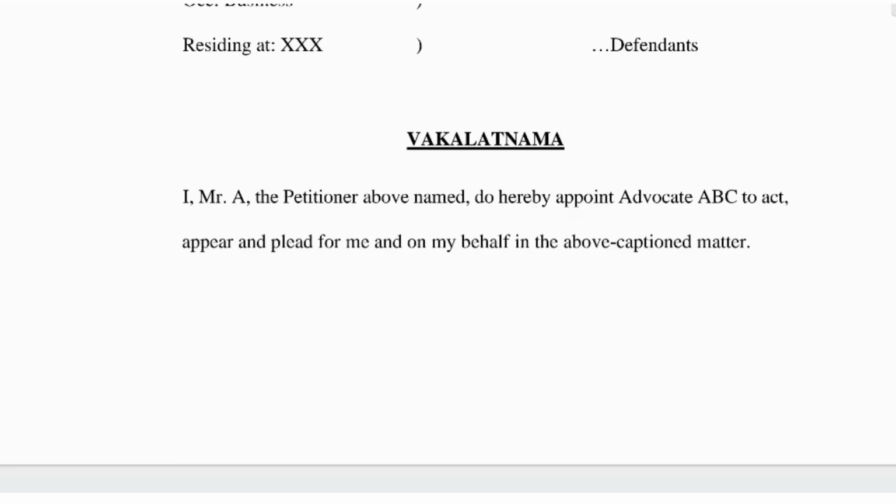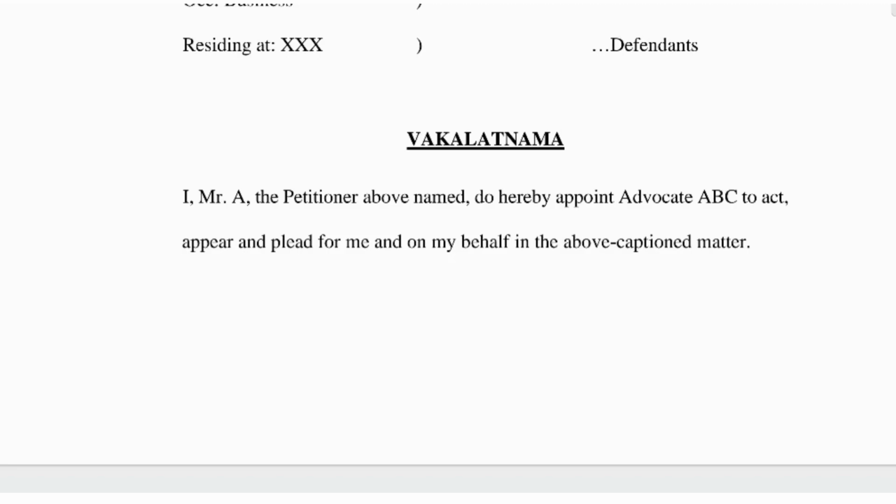You will be using the same format if you were representing any of the defendants. You can have both the defendants making a single Vakalatnama or the defendants making different Vakalatnamas as well. So suppose you were making this Vakalatnama for defendant number 1, which is Mr. B. You would say that I, Mr. B, the defendant above named, do hereby appoint advocate so and so to act, appear and plead for me and on my behalf in the above captioned matter. So it doesn't matter who you are representing, you just make the changes.